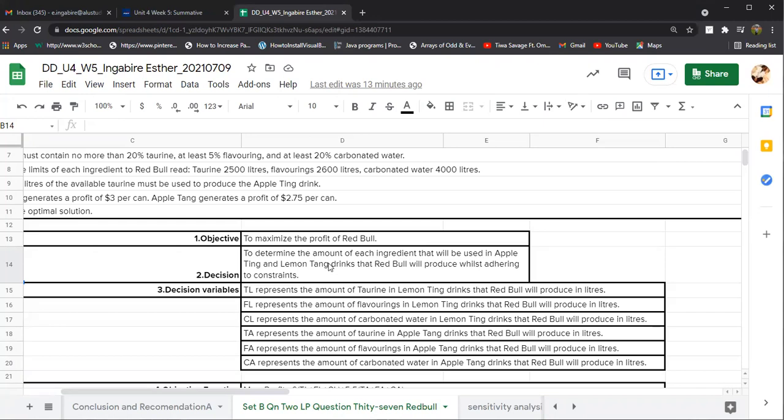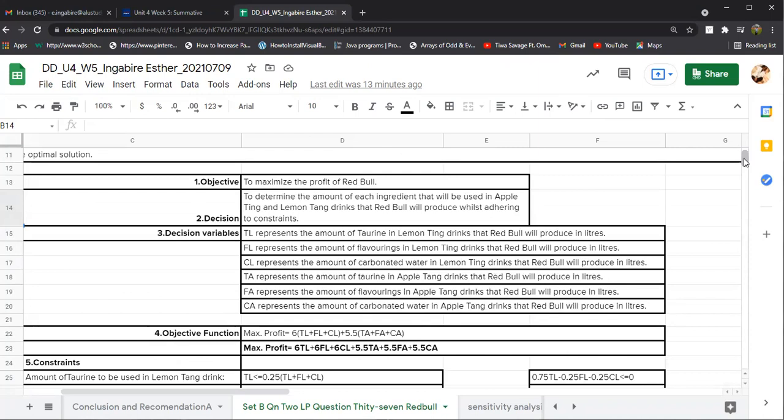Going down, I extracted the variables where I named TL the amount of taurine in lemon tea drinks, FL the amount of flavoring, CL the amount of carbonated water, and TA the amount of taurine in apple drink, FA the amount of flavoring in apple, and CA the amount of carbonated water in apple.